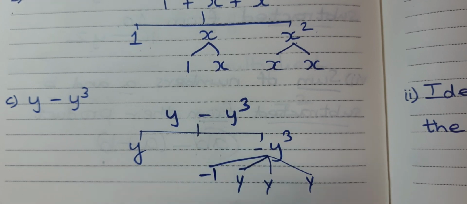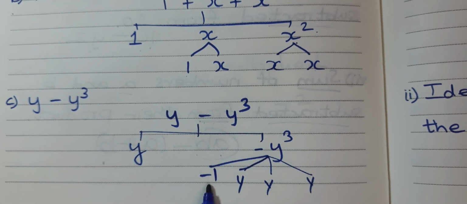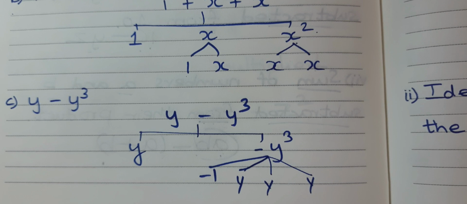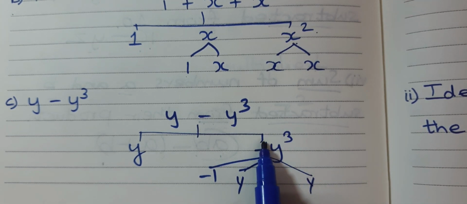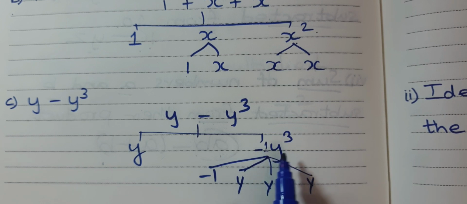So minus can be written as minus 1. So minus 1 into y into y into y gives minus 1 y cube, that is minus y cube. If there is no coefficient for y, you can consider it as 1. If it is given as 2, the coefficient of y cube is 2, or else if no value is given you can take it as 1.